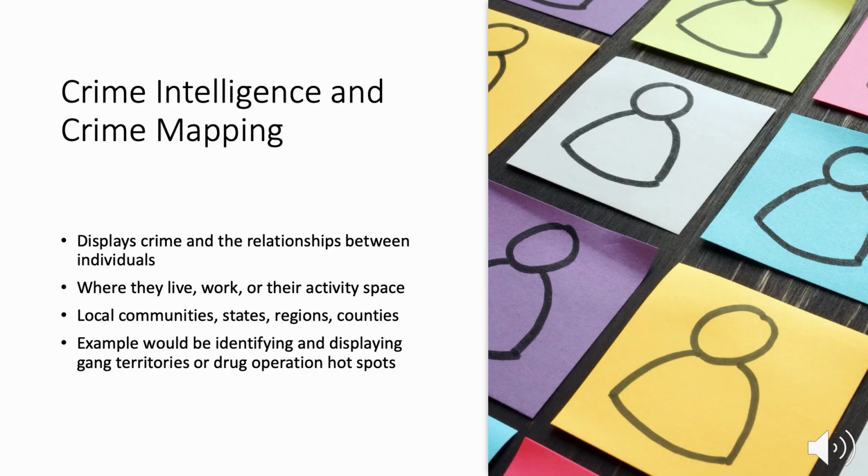Crime mapping and crime intelligence analysis help to display crimes and relationships between people. These relationships might include well-known drug traffickers and known associates. Crime maps can look at where these individuals live, work, and their activity spaces. Crime mapping can help define and display gang territories, areas where human traffickers are keeping victims, or drug operation hotspots.